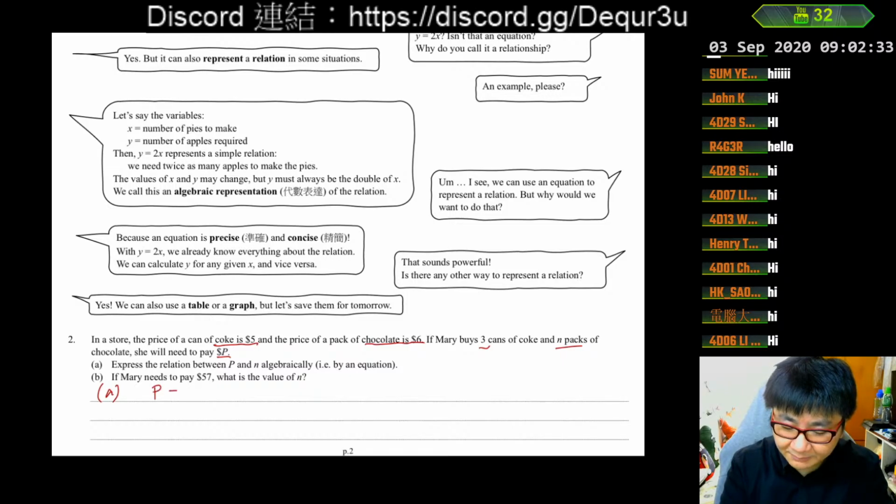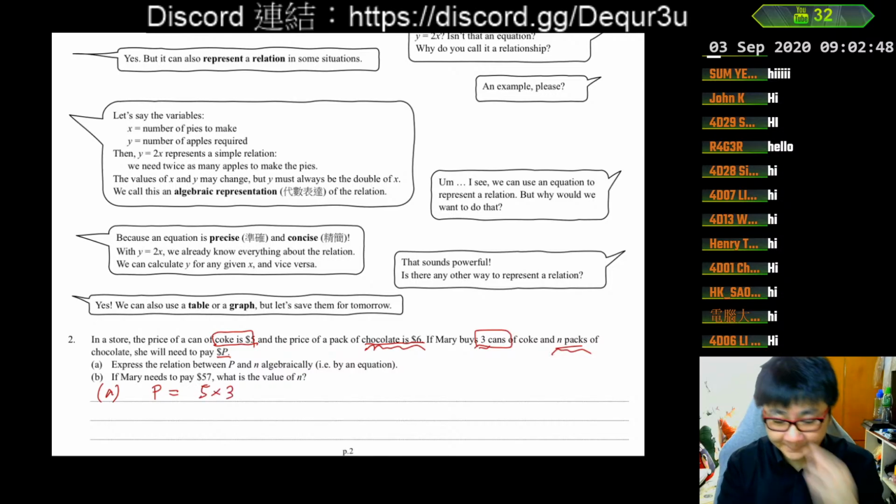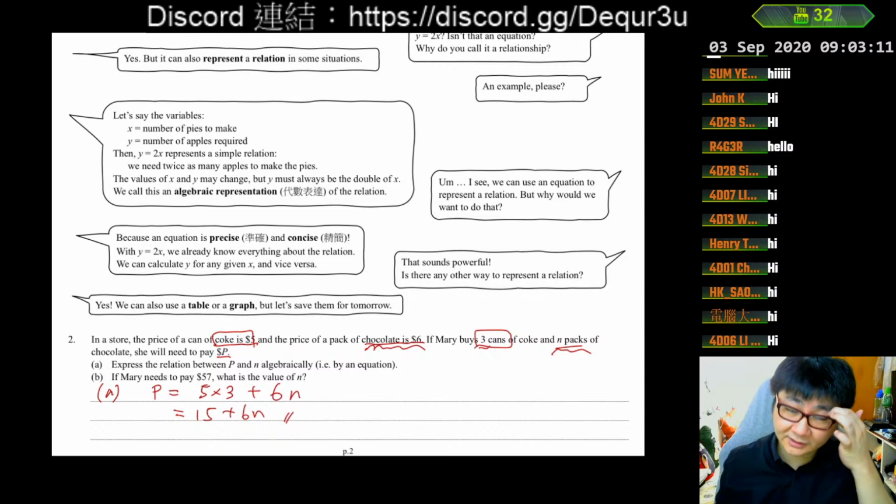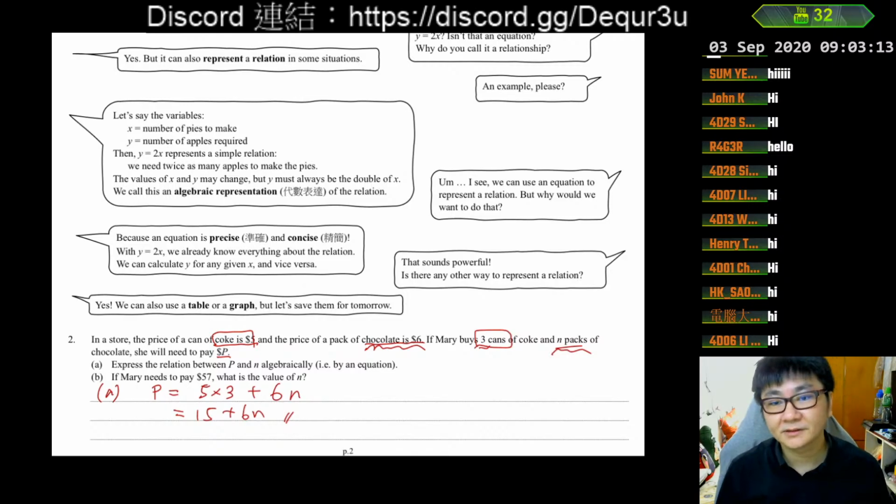Therefore, maybe on the left hand side will be good: P is the total amount of money she needs to pay. Then it is according to Coke 3 cans and chocolate N packs. Then it will be $5 times 3, and also the other one, add them up for the total price, $6 for each pack of chocolate and then N packs. When doing this, always do simplification if it is possible. 5 times 3, you know how to do it, so 15 plus 6N. That is the relation between P and N.